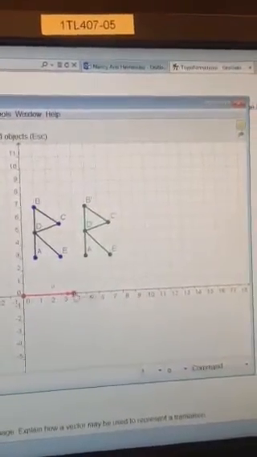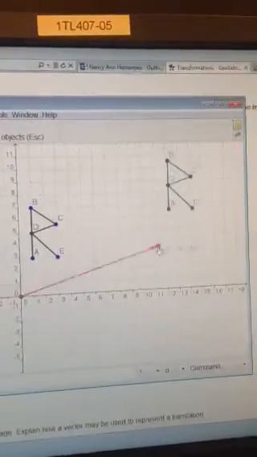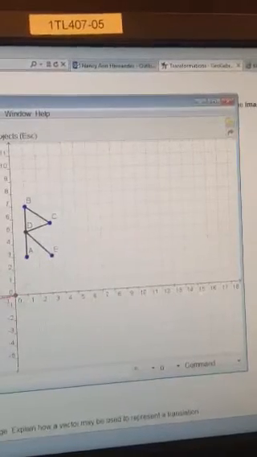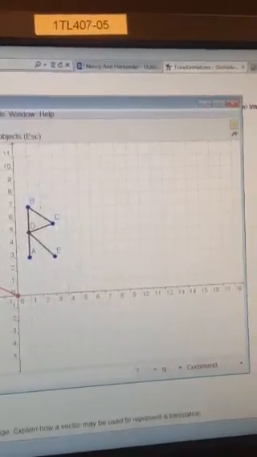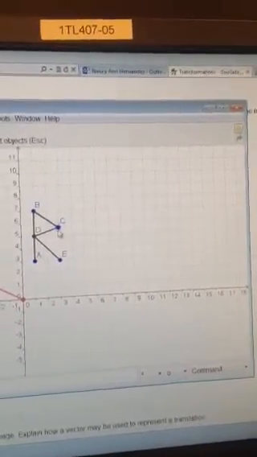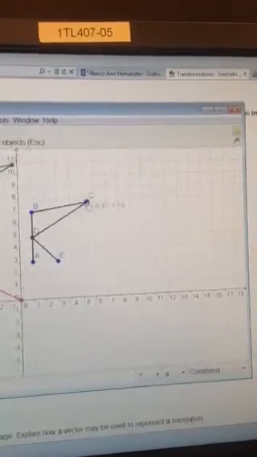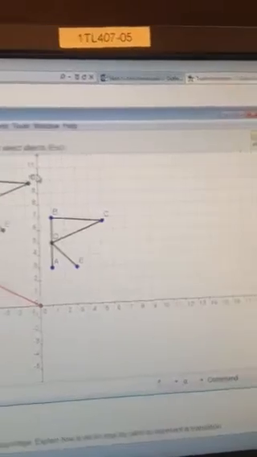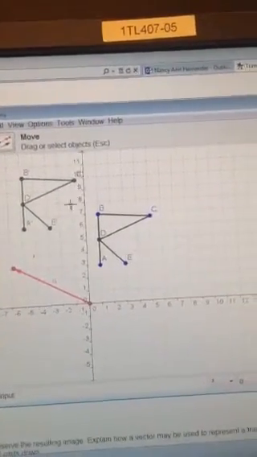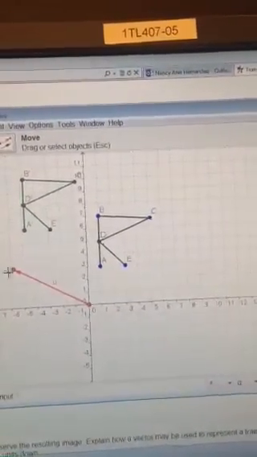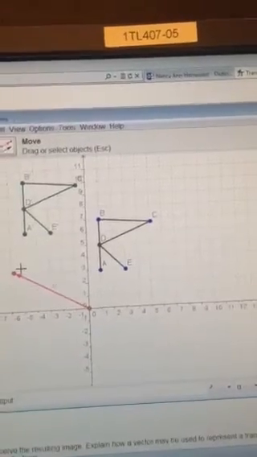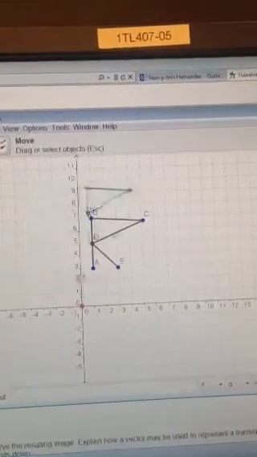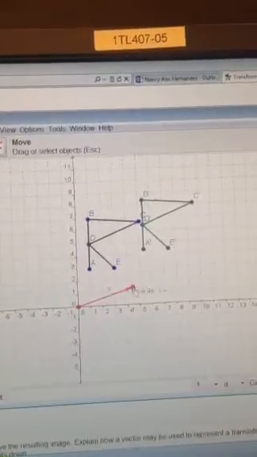I can use this vector to manipulate this one. I can slide them all around, and it's not going to change the shape. If I move one point, for this to remain a true translation, that corresponding point in the other shape has to move as well. Now, the movement can be described using that vector. So let's see. For here, I'm going to go here.